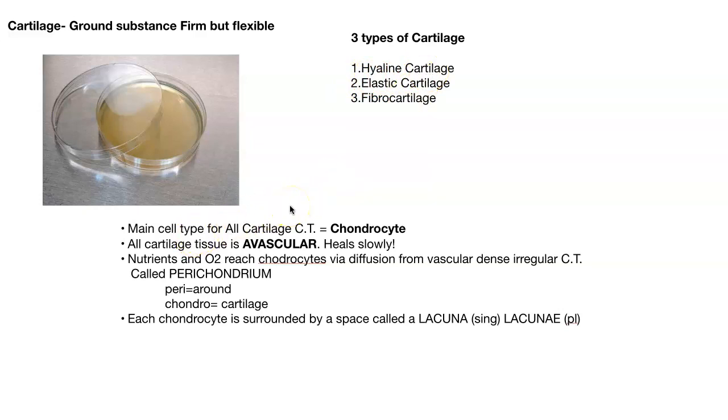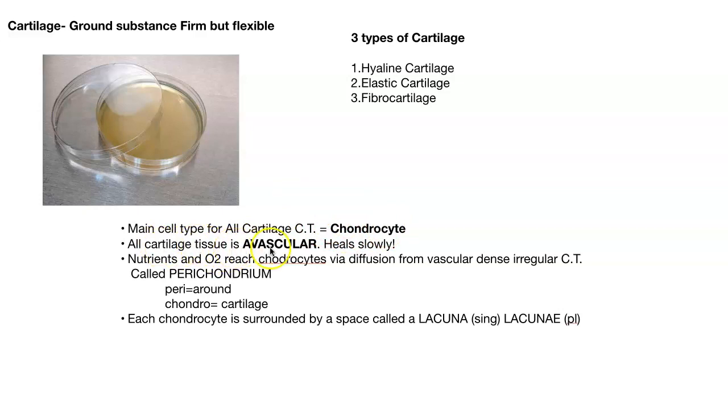So, what do you need to know about cartilage? We know its ground substance is firm but flexible. The main cell type for all cartilage connective tissue is going to be the chondrocyte. Cyte means cell, chondro means cartilage. So this is a cartilage cell. Chondrocytes are the main cell types.